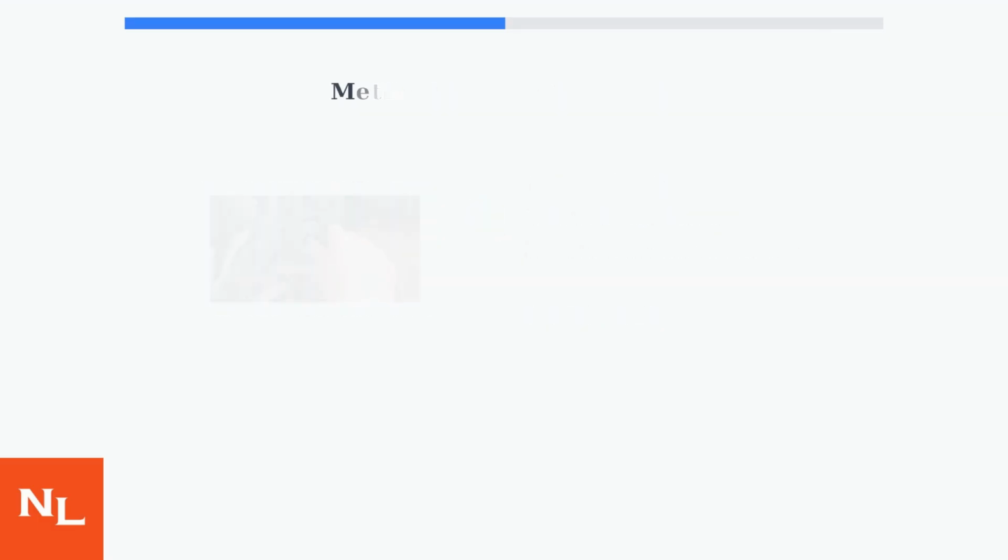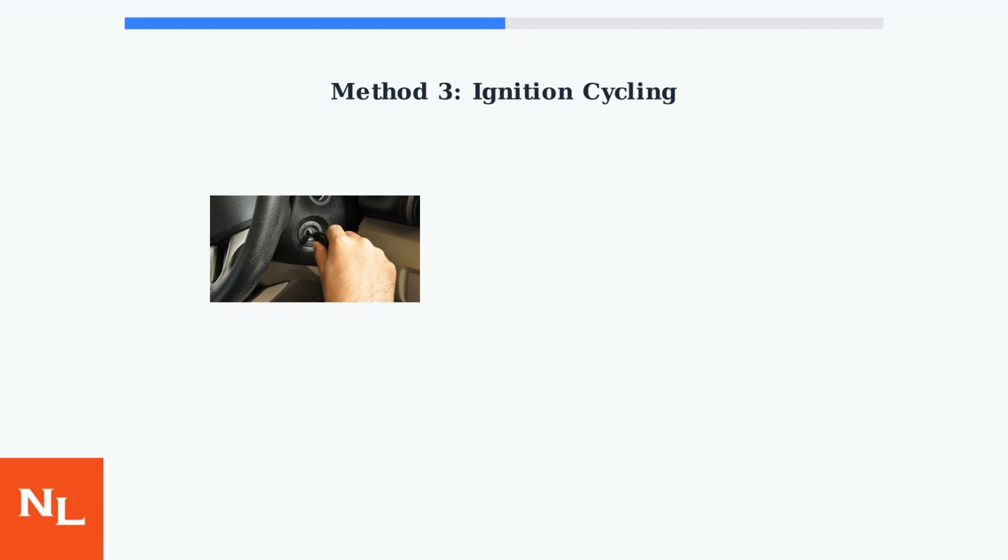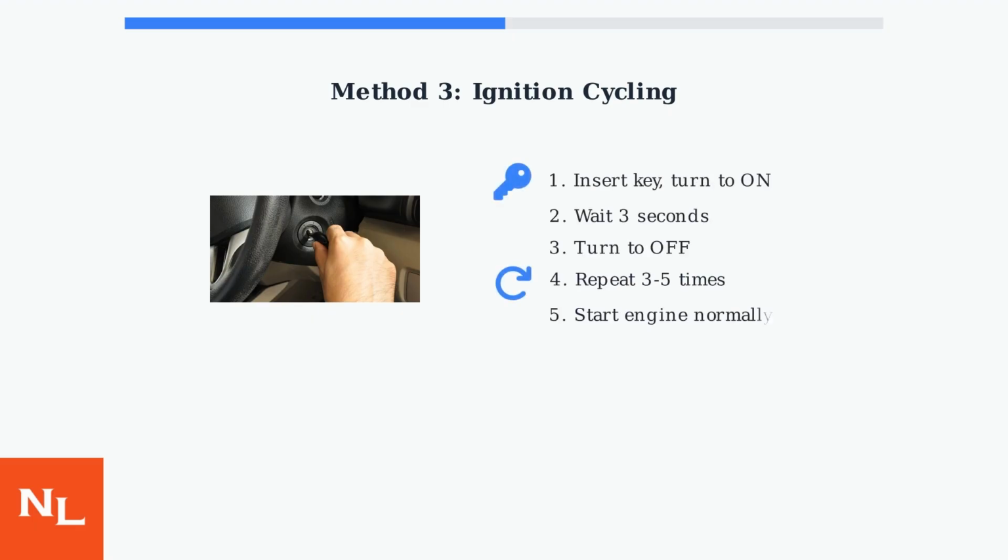The third method uses ignition cycling to reset the system. This technique works by cycling the vehicle's electrical system without starting the engine. Insert your key and turn it to the on position without starting the engine. Wait 3 seconds, then turn to off. Repeat this cycle 3 to 5 times before starting normally.